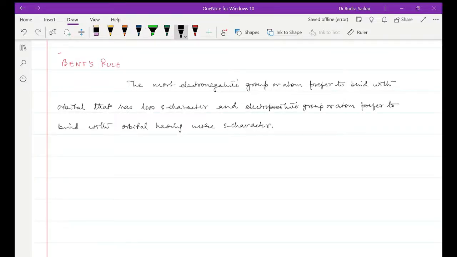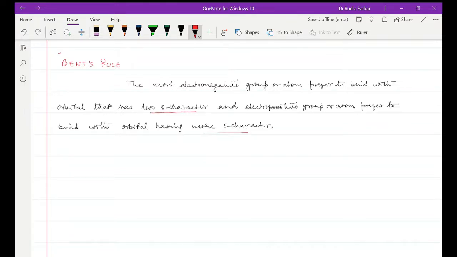So we are going to discuss a very important topic today in our classes, which is Bent's rule, and the topic is very important for competitive exams like CSIR, JAM, and DRDO, or the CUET exam. The most electronegative group or atom prefers to bind with the orbital that has less s character, and an electropositive group or atom will prefer to bind with orbital having more s character. Okay, so less s character.